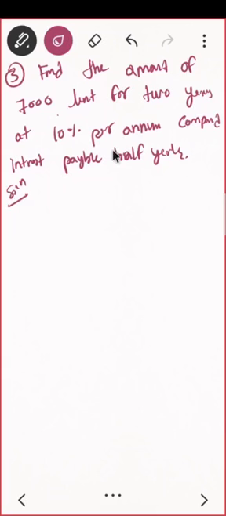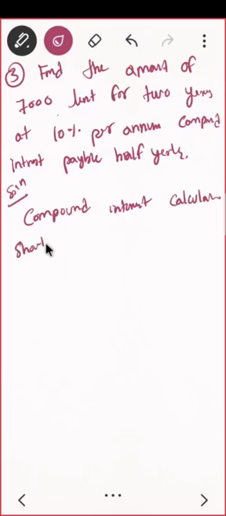See, the compound interest calculation should be done using the effective rate of interest. You need to note that compound interest calculation should be done using the effective rate of interest. What is the effective rate of interest here? What will be RE? How will you find it?